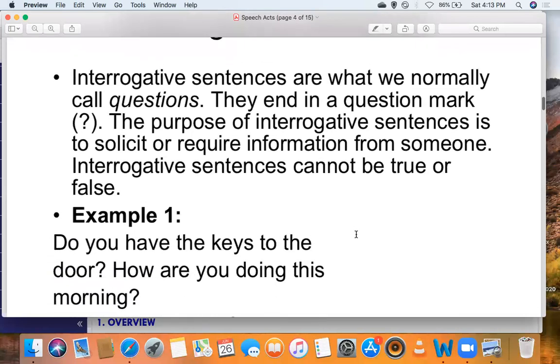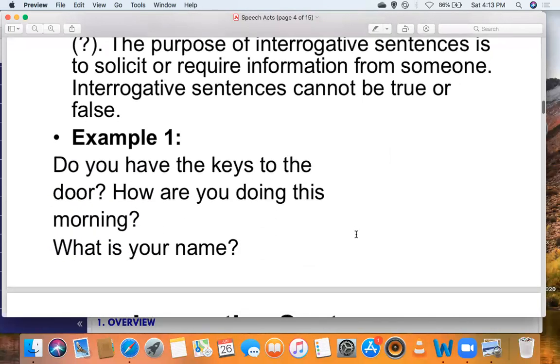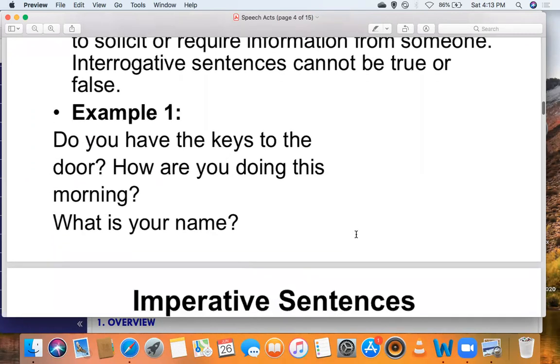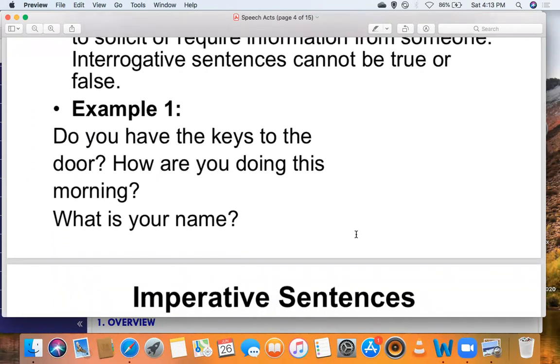So, examples of interrogative sentences. Do you have the keys to the door? How are you doing this morning? What is your name? So these are examples of questions, or interrogative sentences, or interrogatives. They are generated to solicit information. They are generated to get an answer.